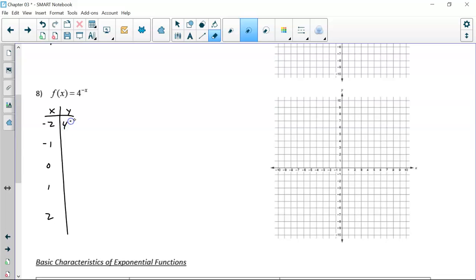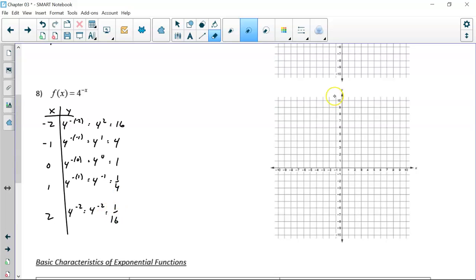So it's 4 to the opposite of -2, 4 to the opposite of -1, 4 to the opposite of 0, 4 to the opposite of 1, 4 to the opposite of 2. So it's going to be 4 squared, 4 to the first, 4 to the 0, 4 to the negative first, and 4 to the negative second. So it's the reciprocals. 16, 4, 1, 1/4, 1/16.